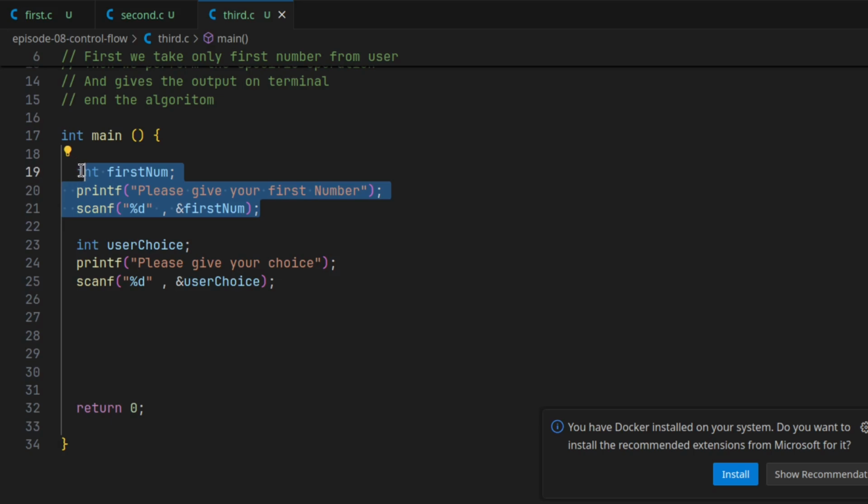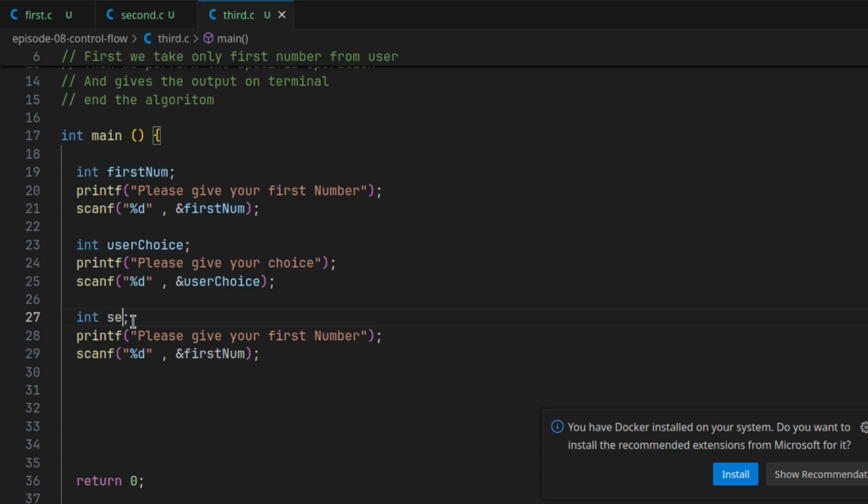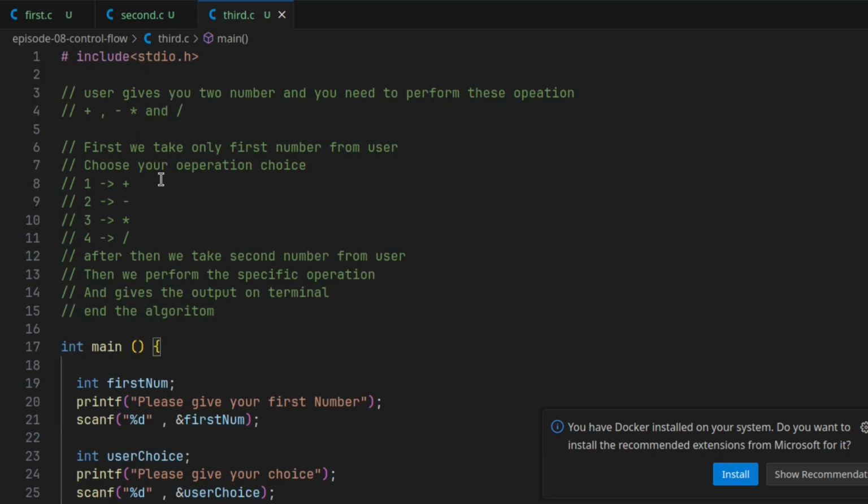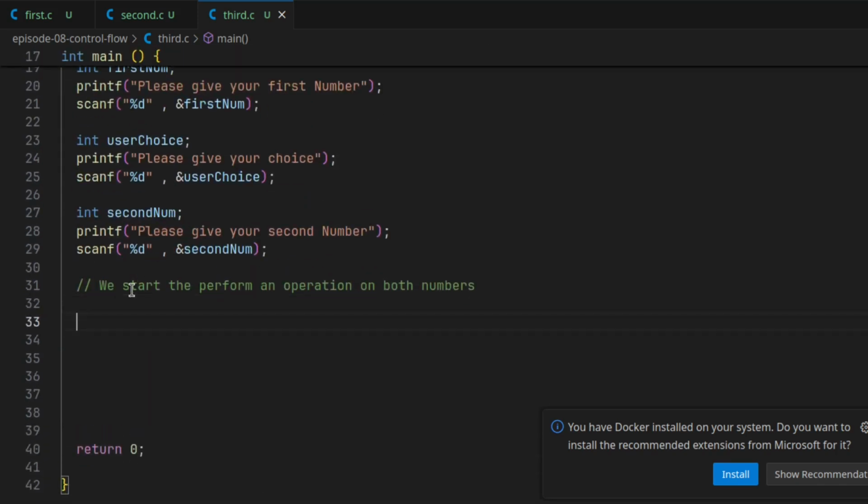Okay. Then we write the same program. Second num, and second number. At this time we start the perform operation on both numbers. If user gives the 1, then what we do? A plus B, first number plus second number. If user gives the 2, then what we do? First number minus second number. Okay, good.